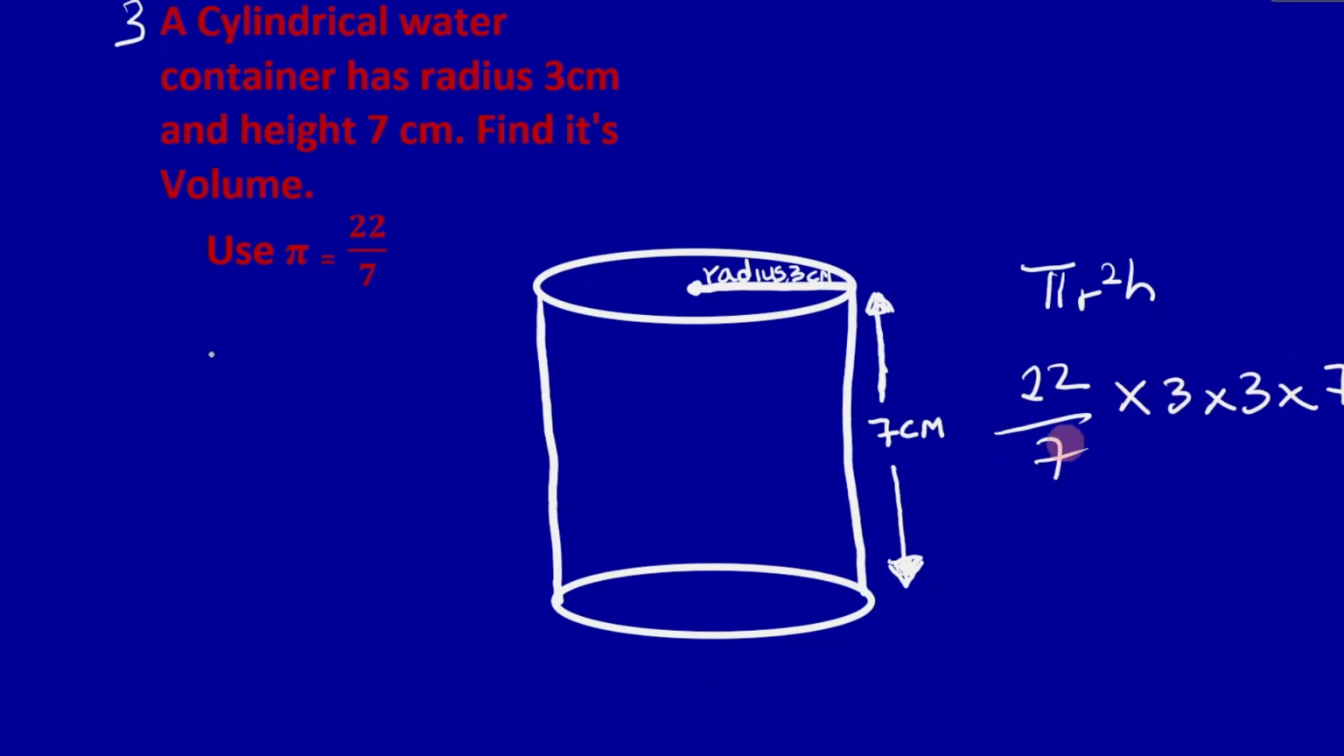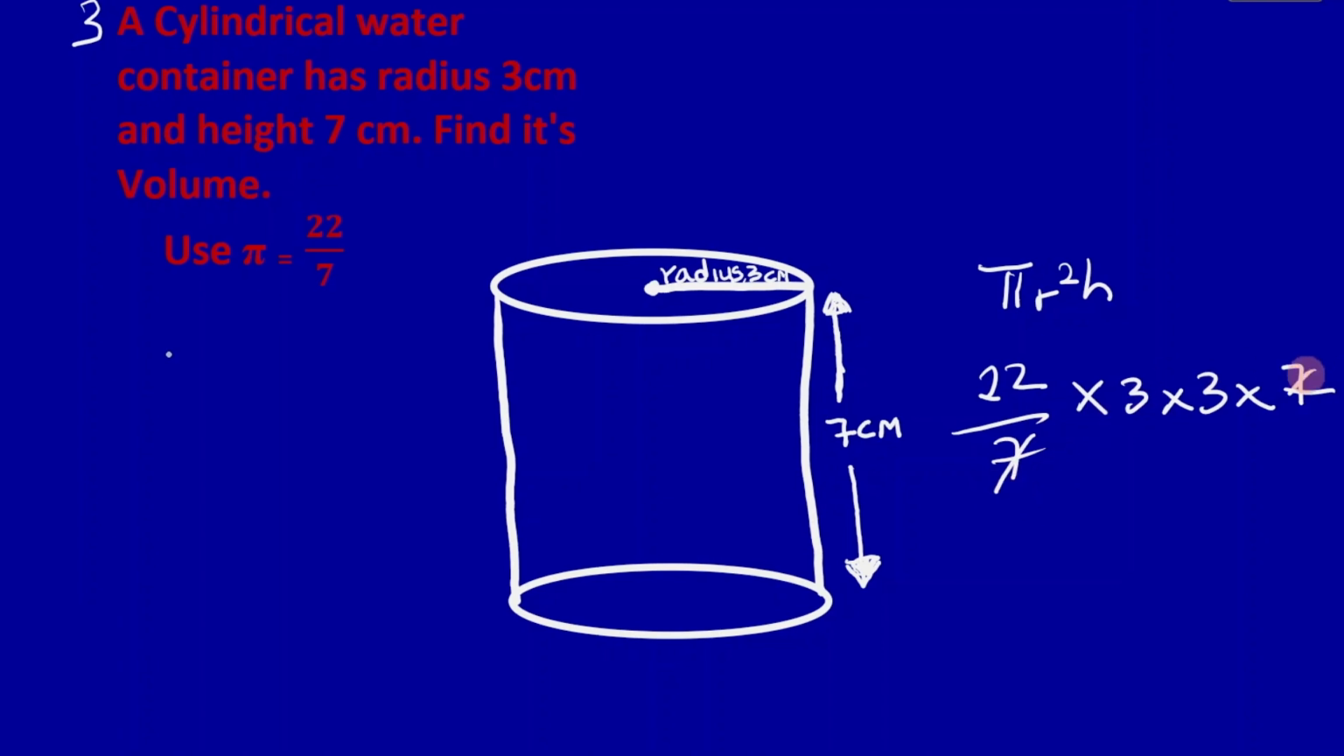So if you are to solve that, we cancel out this 7 with the height. Therefore, we multiply 22 by 3 by 3. And if we multiply, we have 198. And this is our final answer.